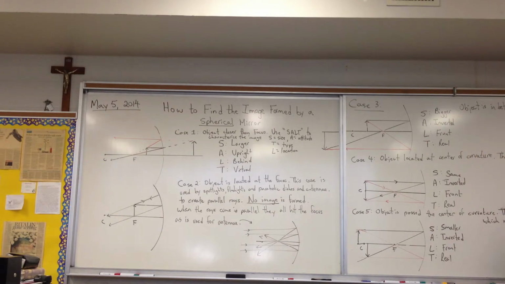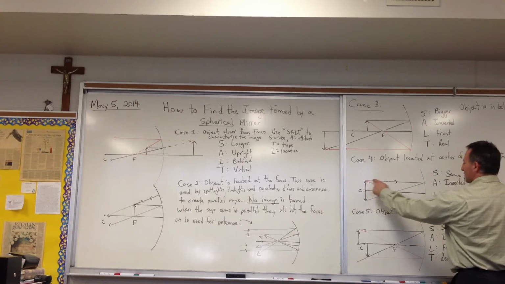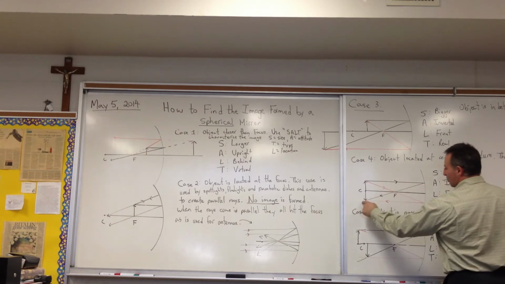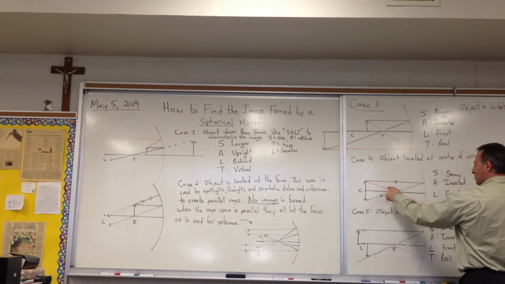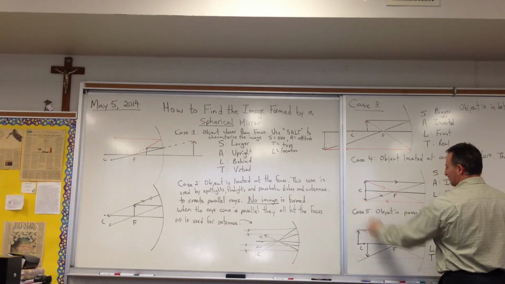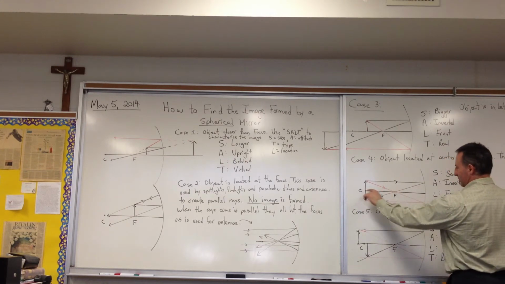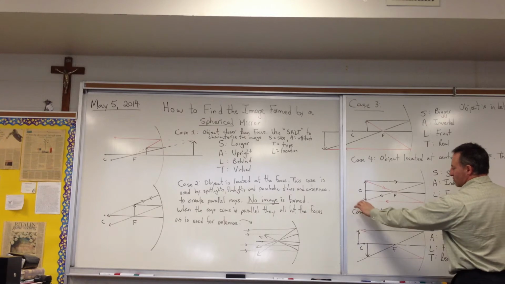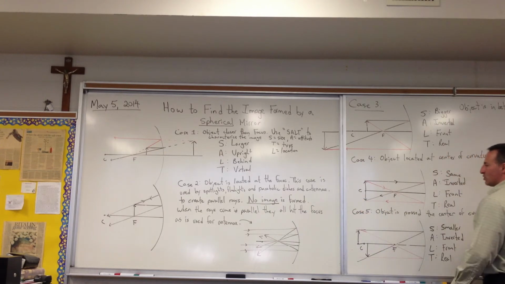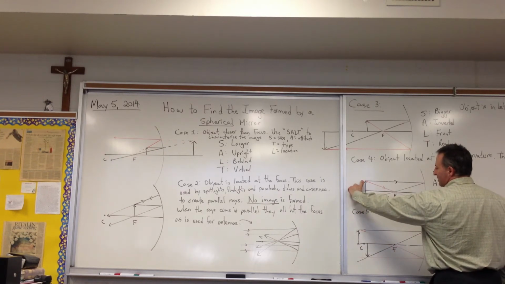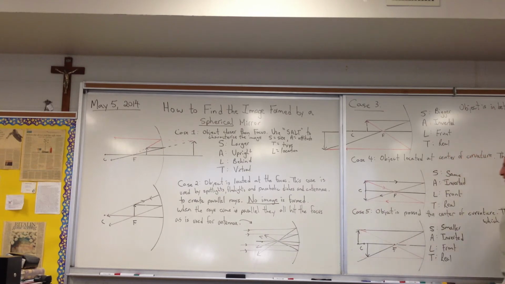It can be projected. Case 4, the object is located at the center of curvature, and the result is the image is going to be the same size, but inverted. Again, you always show it with 2 rays, one leaving the top of the object, going through the focus, and the other one leaving the object, hitting the mirror, and coming back parallel to the principal axis. This is the principal axis over here. Where those 2 rays intersect is where your image will appear. You'll see that the image will be the same size as the object, but it will be inverted.